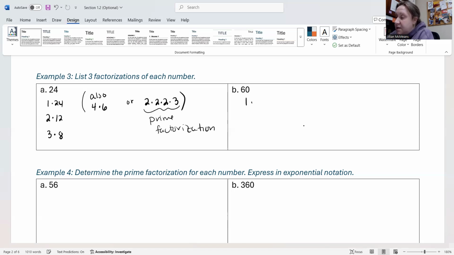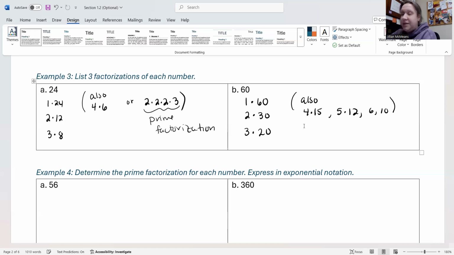Now let's look at 60. I could certainly write 60 as 1 times 60, so that's a factorization of 60. 60 is divisible by 2. 2 goes into 60 30 times. 60 is also divisible by 3. 3 goes into 60 20 times. So that's 3 factorizations, but if we wanted to, we could keep going. We could also take 4 times 15. 5 goes into 60 12 times. 6 goes into 60 10 times.